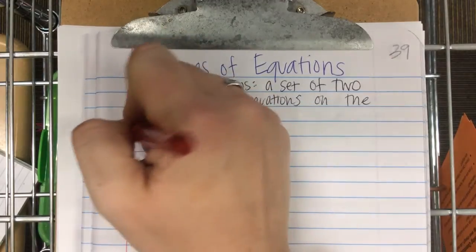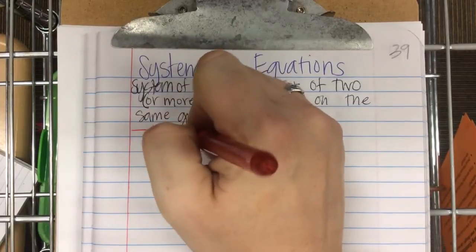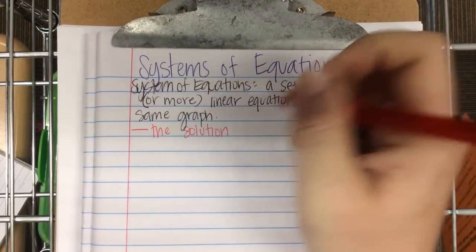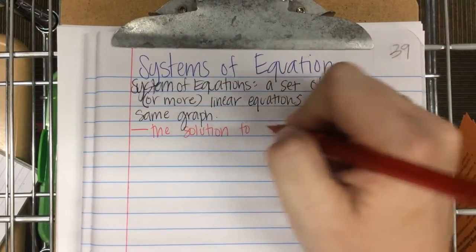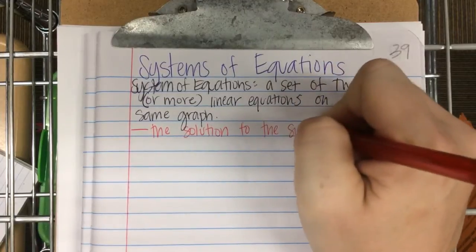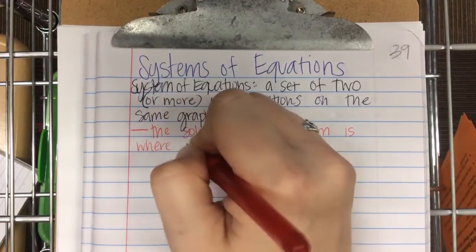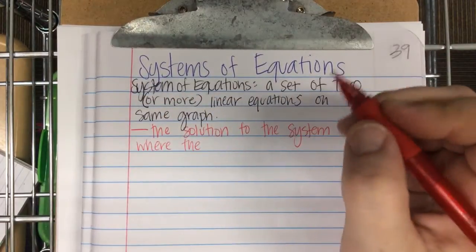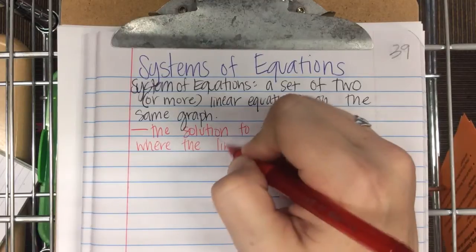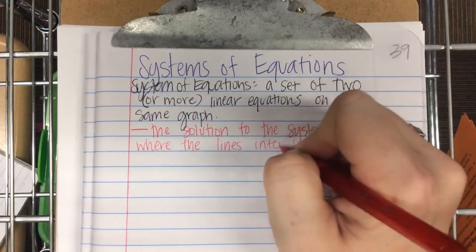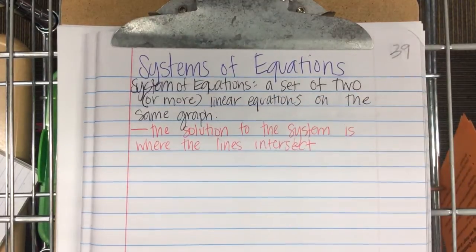The solution to the system is where the lines intersect. The solution to the system is where the lines intersect. What do you call where two lines intersect? What would that be called?